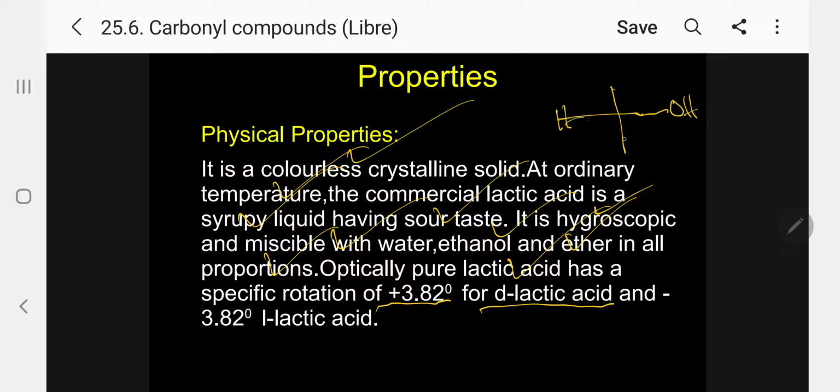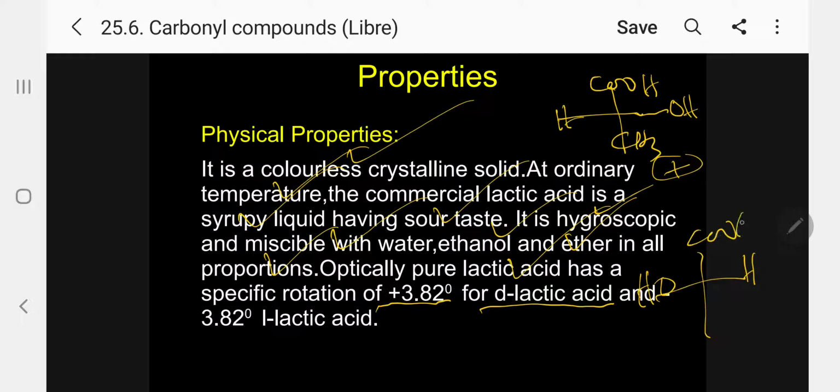OH, H, CH3, CHOH. This is plus D-lactic acid. What about minus? OH here, H here, COOH. This is minus, kindly follow. So plus we will call dextro, indicated by small d, and levo, that is levo-lactic acid, indicated by small l, indicated by minus. Both these optical activities, plus and minus, can be measured by polarimeter. Please follow.